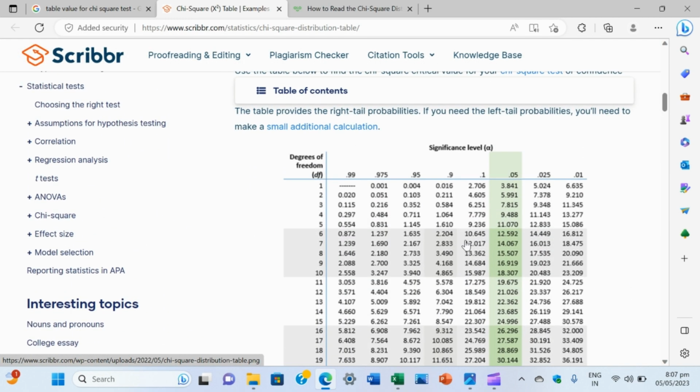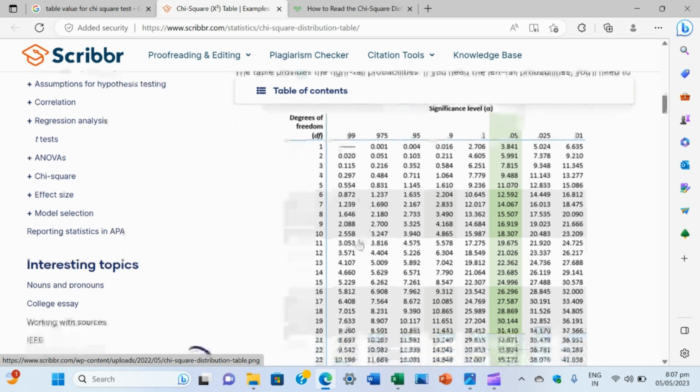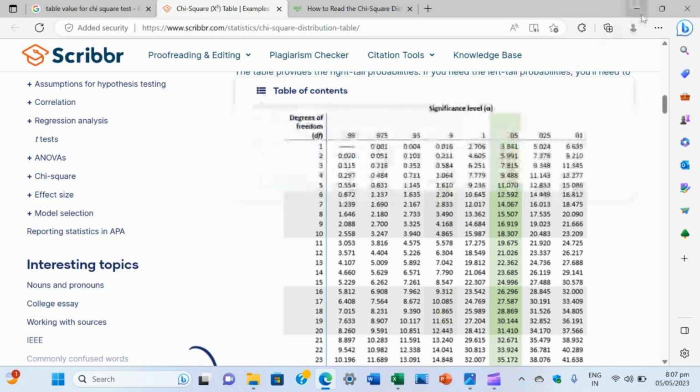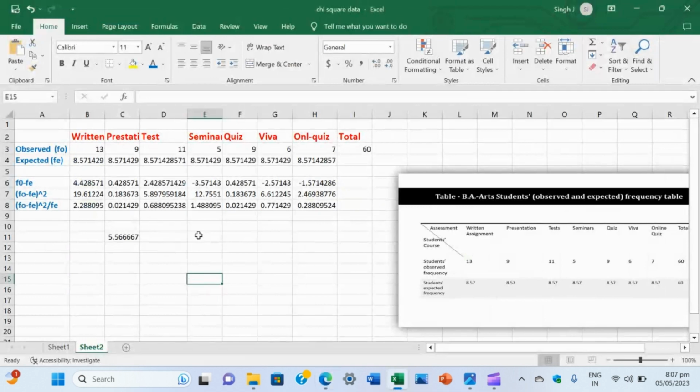Yes, in this table we can check the degree of freedom mentioned here, and for the degree of freedom, that is 6, we see the 12.592 value at 0.05 level of significance. At the 0.05 level of significance and degree of freedom 6, the value of chi-square is 12.59. So first we write 12.59, it is the table value, that is the critical value at 0.05 level of significance.